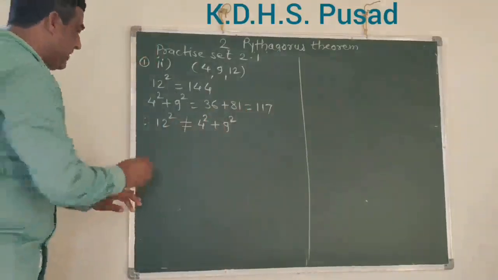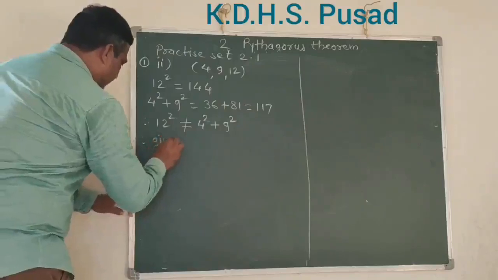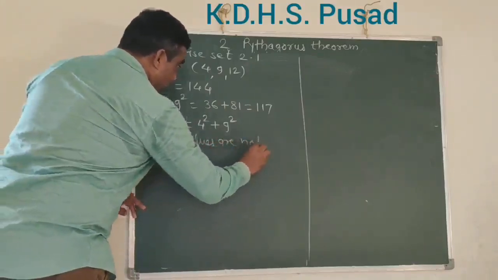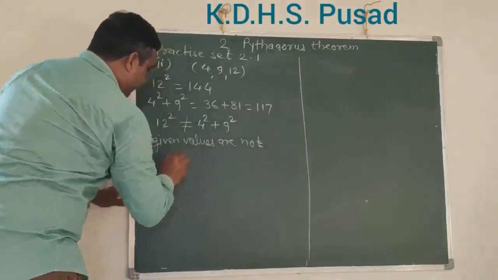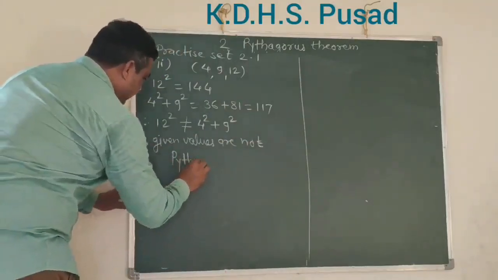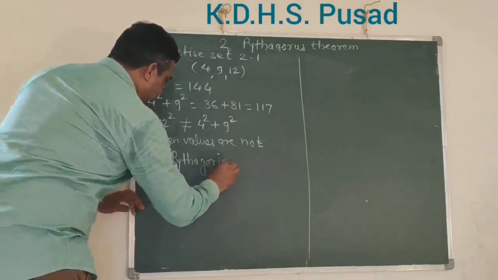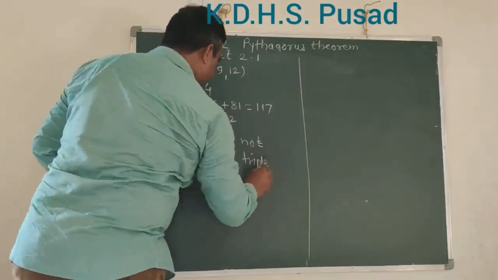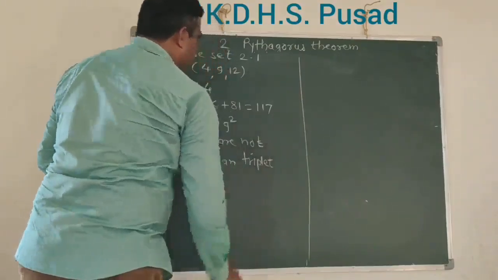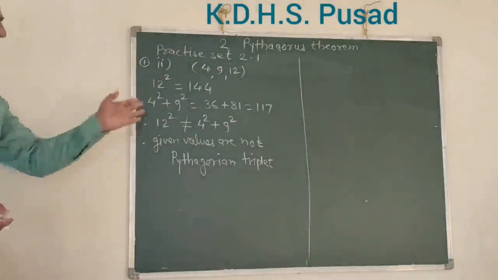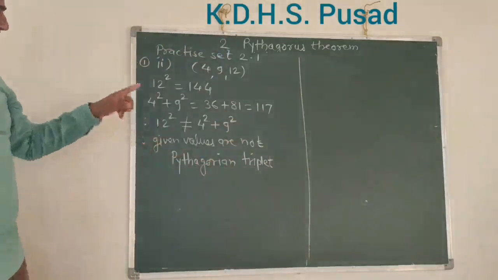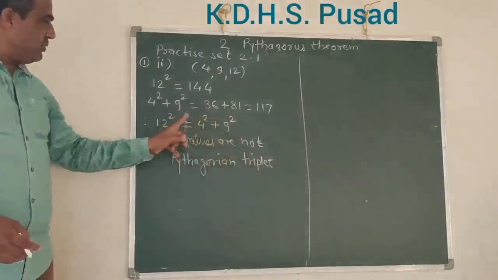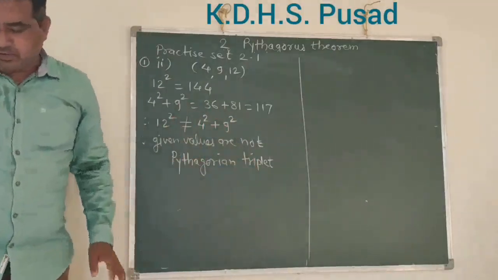If not equal, then the given values are not the Pythagorean triplet. So in this way, for the remaining questions, you have to check: if you get equal, then it is a Pythagorean triplet, and if not equal, then not a Pythagorean triplet. Okay.